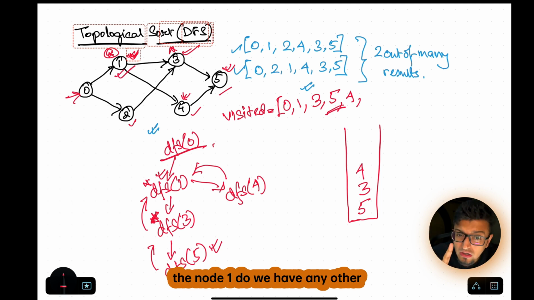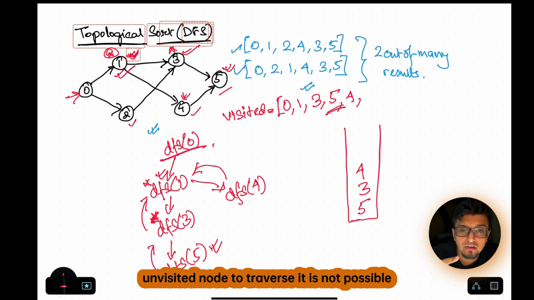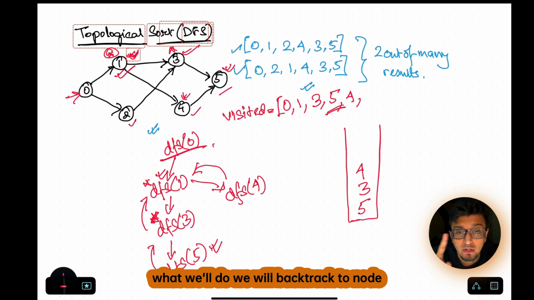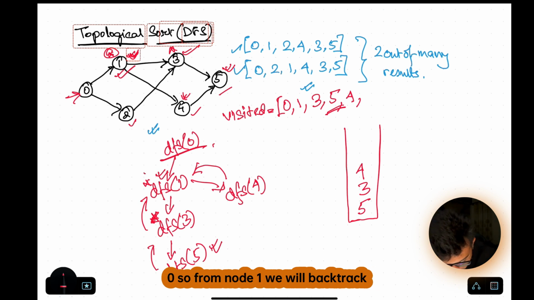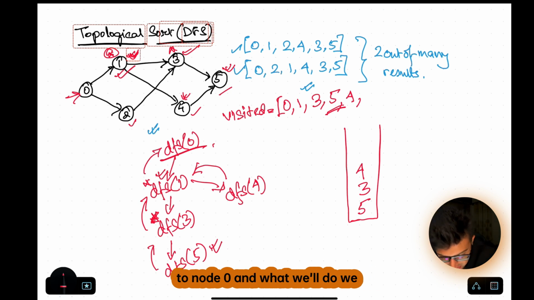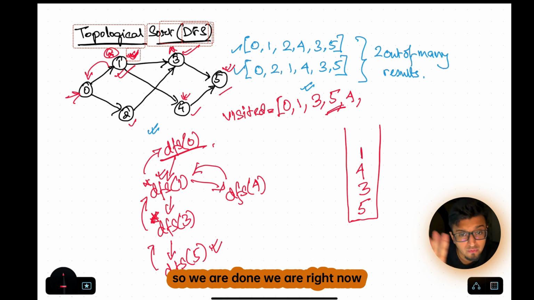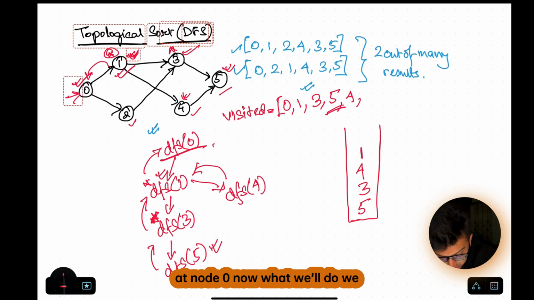Now from node 1, do we have any other unvisited node to traverse? It is not possible because all the neighboring nodes are visited. So what will we do? We will backtrack to node 0. From node 1, we will backtrack to node 0, and we will push node 1 into the stack. So we are done. We are right now at node 0.